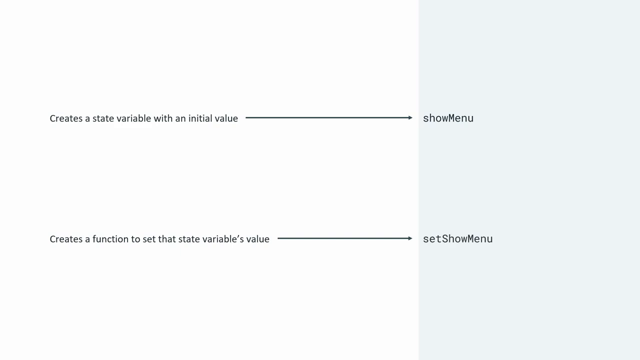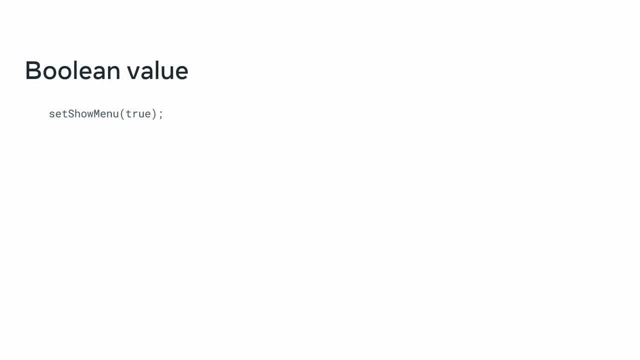So to summarize, calling the useState hook does two things. It creates a state variable with an initial value that represents the current state, which in this example is showMenu, and it creates a function to set that state variable's value, which in this case is setShowMenu. The function setShowMenu is used to update the value of showMenu by passing the Boolean value to it.